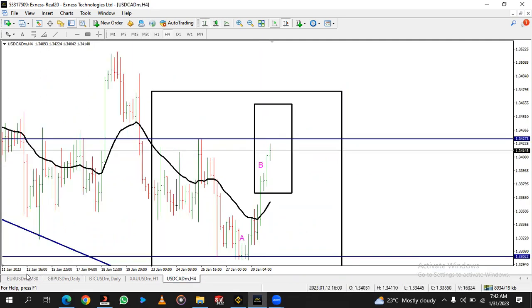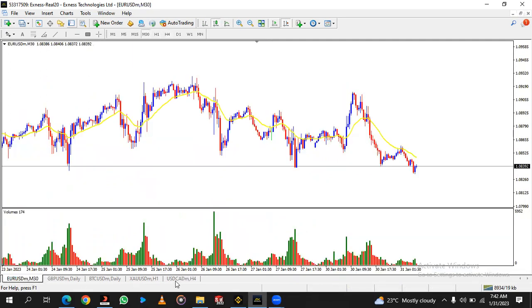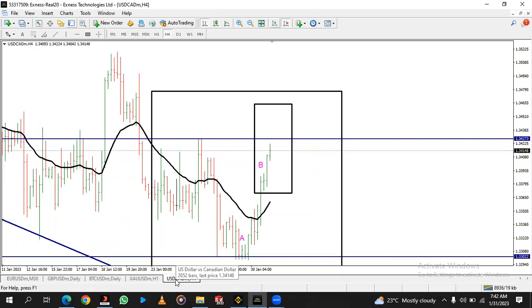So with this analysis, the pairs we have to look out for are USDCAD and EURUSD. These are clear for now. USDCAD and EURUSD are the pairs we have to actually look out for.